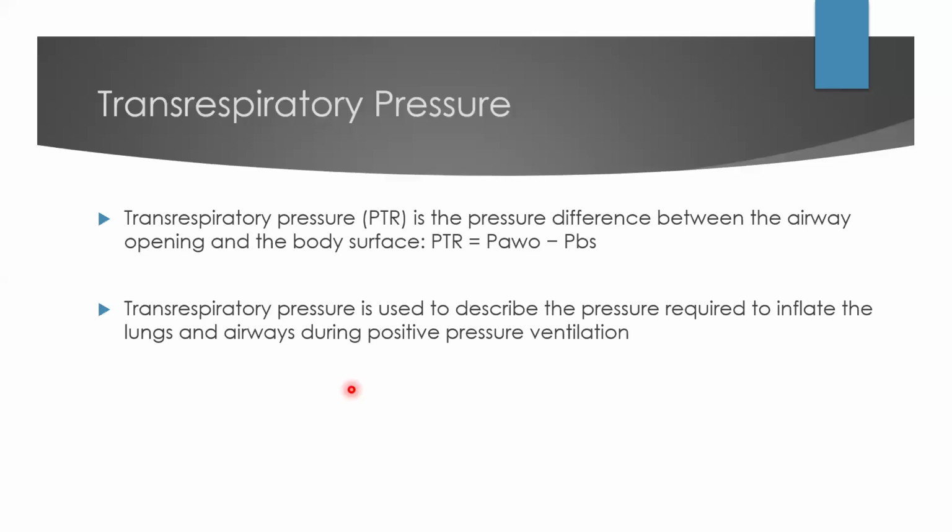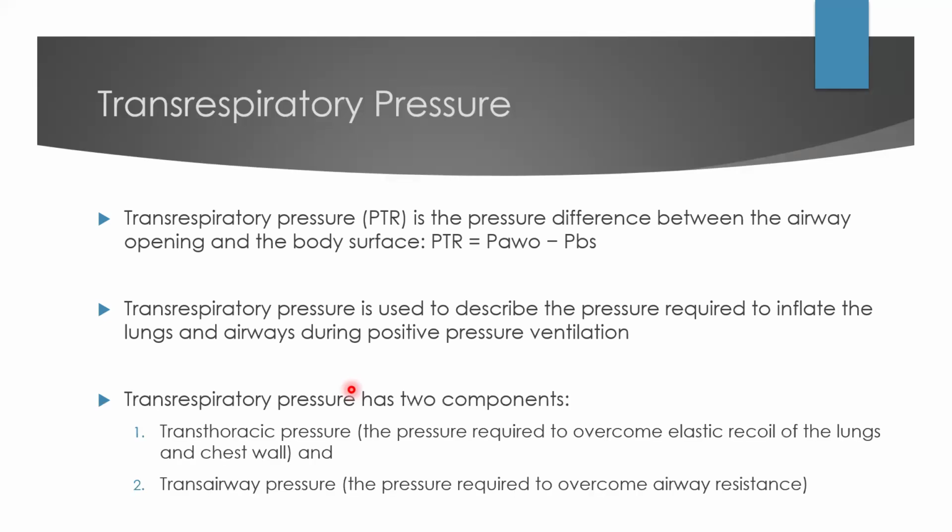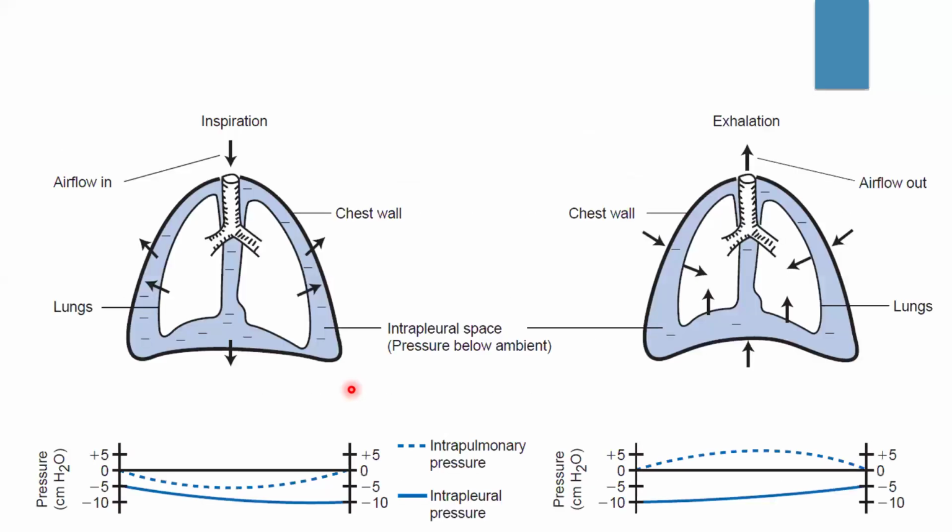So transrespiratory pressure we already discussed. It is mainly the sum of all these pressures. This diagram helps in understanding spontaneous respiration. See what we have. See the graph at the base.